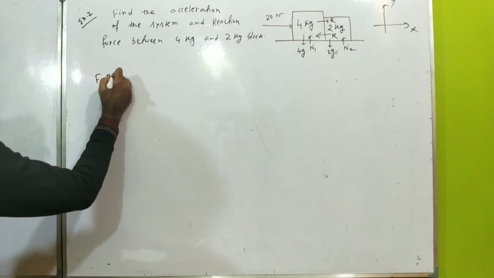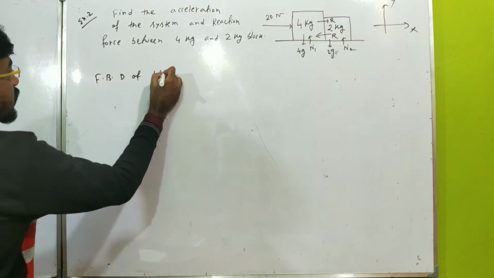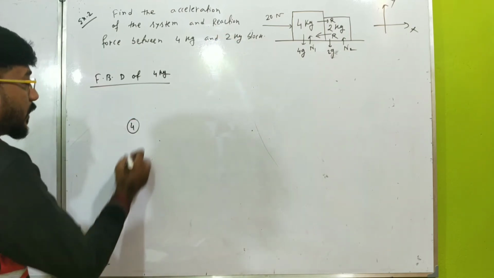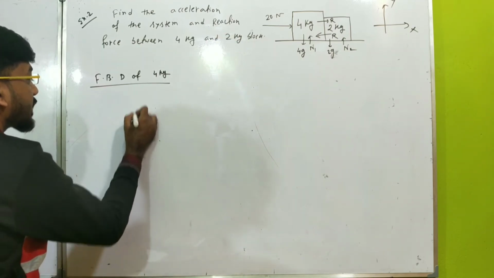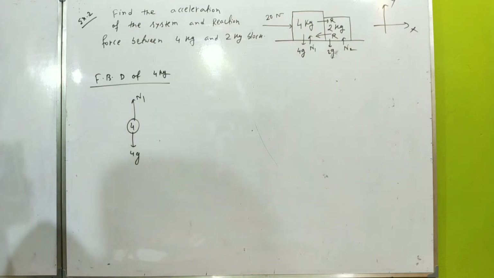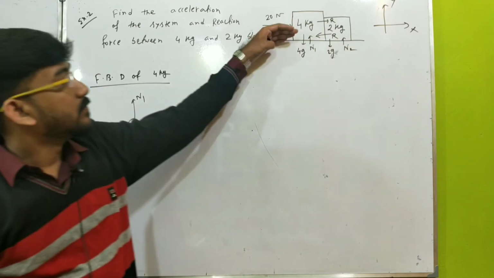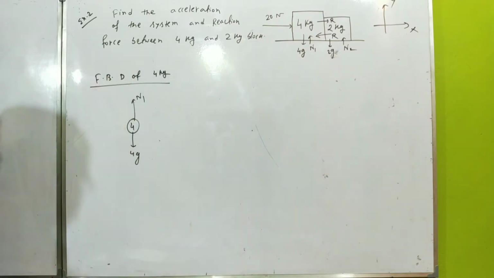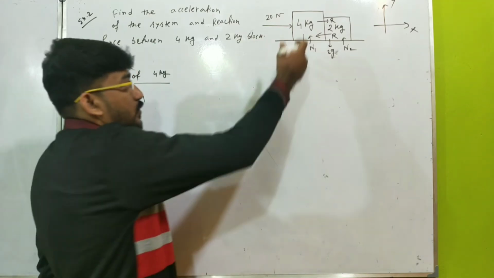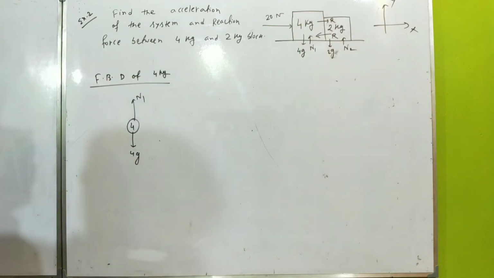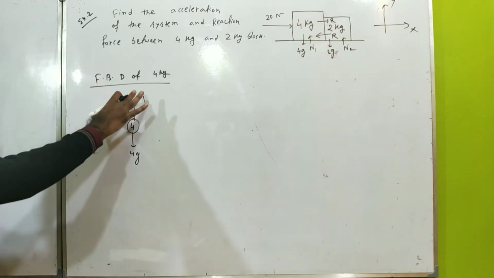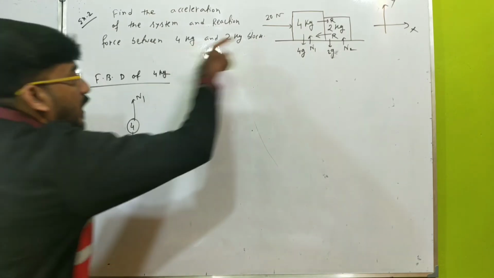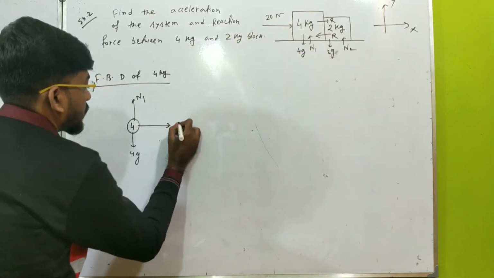So FBD of 4 kg block. Okay, so what are the forces acting on the 4 kg block? One is 4g downwards, and another is reaction force N1, that is upward. This is obvious. Another force will also be there on the ground, but we are not interested in the free body diagram of the ground. So 4 kg और 2 kg ब्लॉक को ड्रॉ करना होगा. ओके, सो 4 kg के ऊपर वर्टिकल डायरेक्शन पे ये N1 एंड 4g एक्ट कर रहा है, और जो हॉरिजॉन्टल डायरेक्शन पे है वो है 20 न्यूटन.